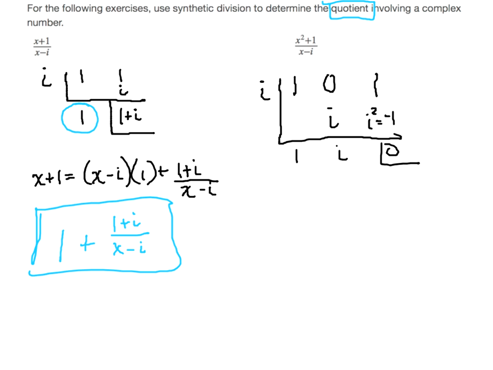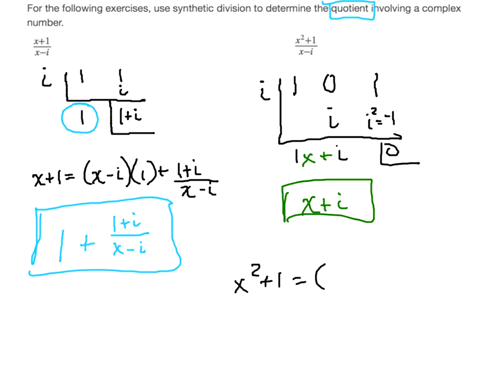Okay, what this says is I have a factor of 1x plus i there. So this says that my quotient, the part they want you to write, is just x plus i. That's my quotient. But what it means is that my original function, x squared plus 1, is equal to x minus i, my divisor, times x plus i, my quotient, because I have no remainder.